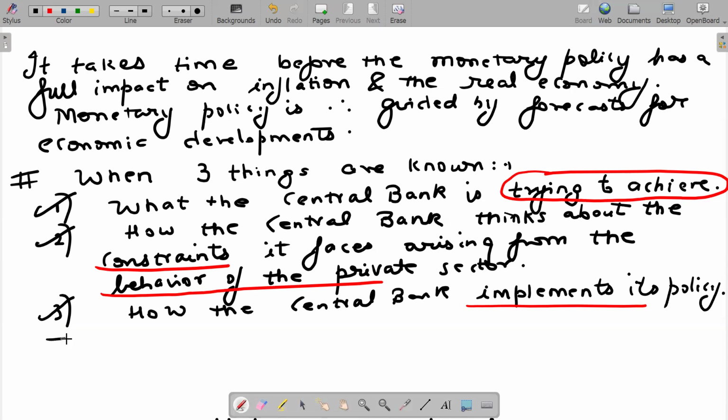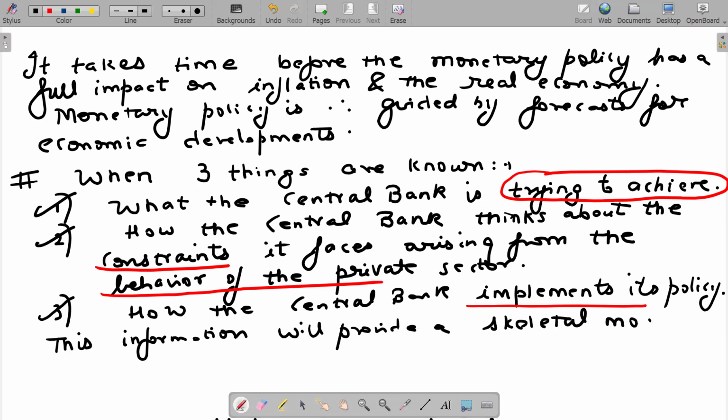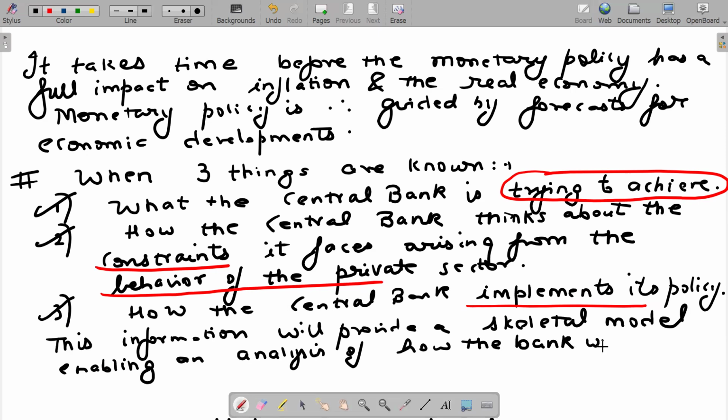So I can say this information will provide a skeletal model enabling an analysis of how the bank will respond to a variety of shocks in the economy.